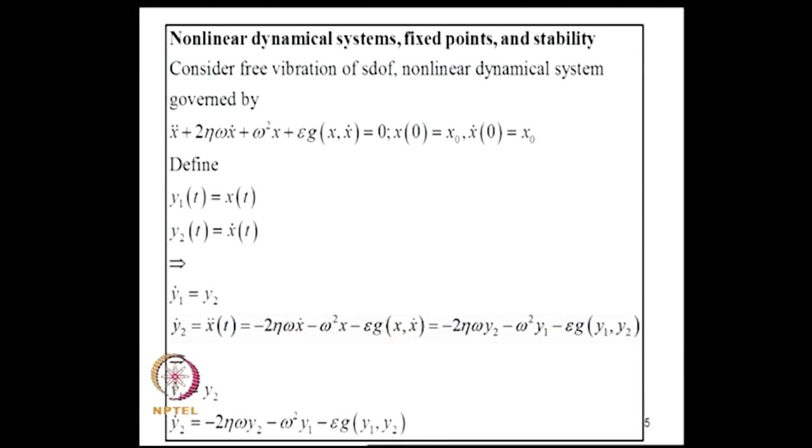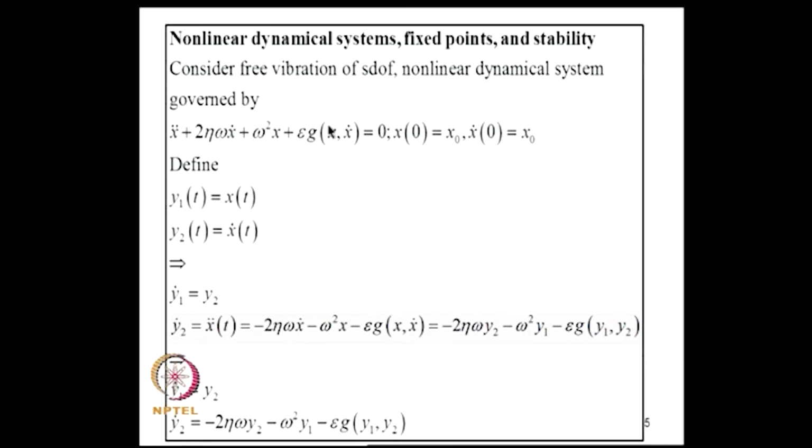For the purpose of discussion, we will start with a free vibration analysis of a single degree freedom nonlinear dynamical system, which is governed by this equation: x double dot plus 2 eta omega x dot plus omega square x plus epsilon into g of x comma x dot equals 0. This is a nonlinear term. We assume that this nonlinear term is a function of instantaneous values of x and x dot. It could as well be that x is a function of tau, where tau varies from 0 to t, which is the current time, in which case the system will have hereditary nonlinearity, but we are not going to consider that.